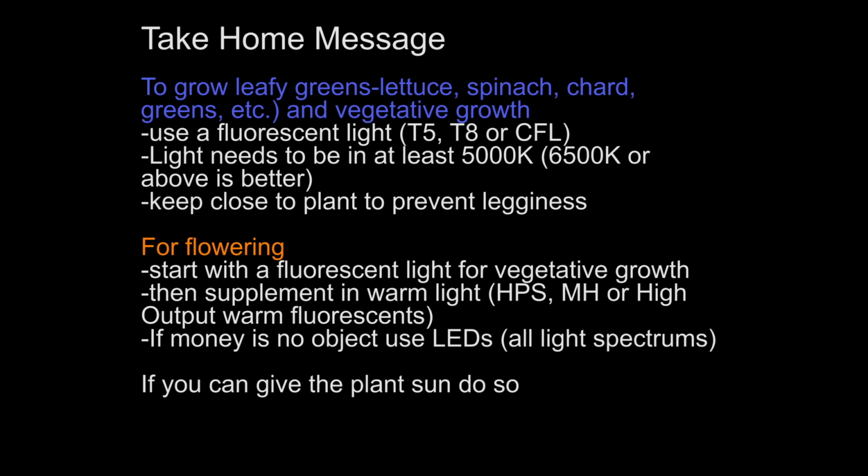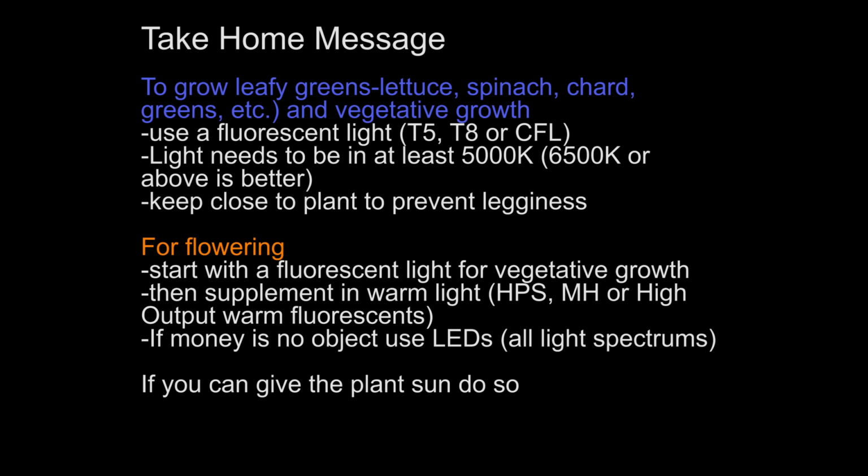When you go and purchase your lights, you need to look for lights that are in at least the 5,000 Kelvin range. 6,500K is better or more. This particular spectrum of light will actually initiate vegetative growth. If you're using T8 fixtures, also with T5s and CFLs, it's probably best to put the light as close as possible to the plant, especially when they're first forming, because if you don't, you're going to have leggy long plants because they're trying to reach towards the light. And it's just best to put it right there so they don't have to do that stretching.